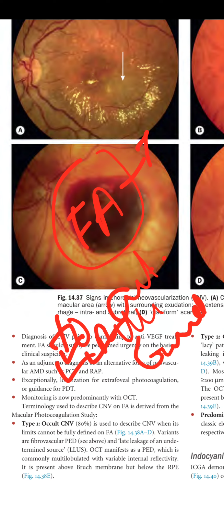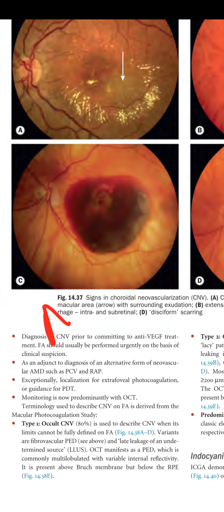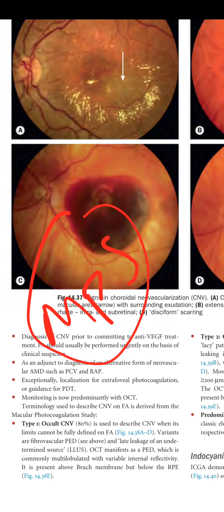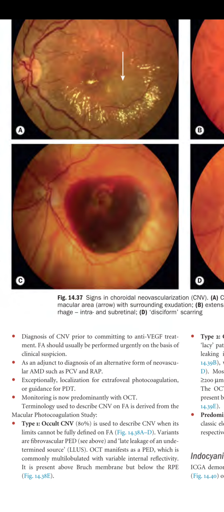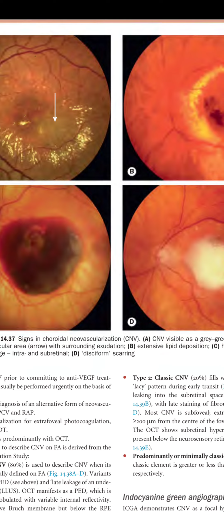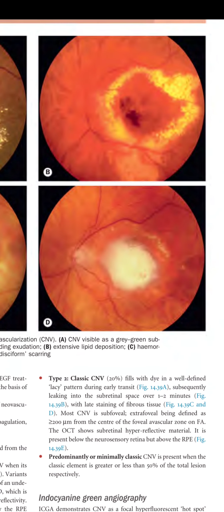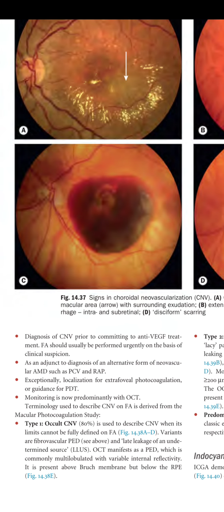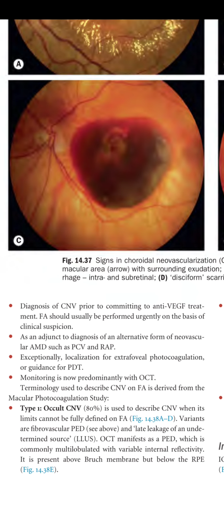Monitoring is now predominantly with OCT. Terminology used to describe CNV on FA is derived from the macular photocoagulation study, which is known as the MPS study. So there are two types. Type 1 is occult CNV and type 2 is the classic CNV. So type 1, occult CNV, 80%, is used to describe CNV when its limit cannot be defined on FA.